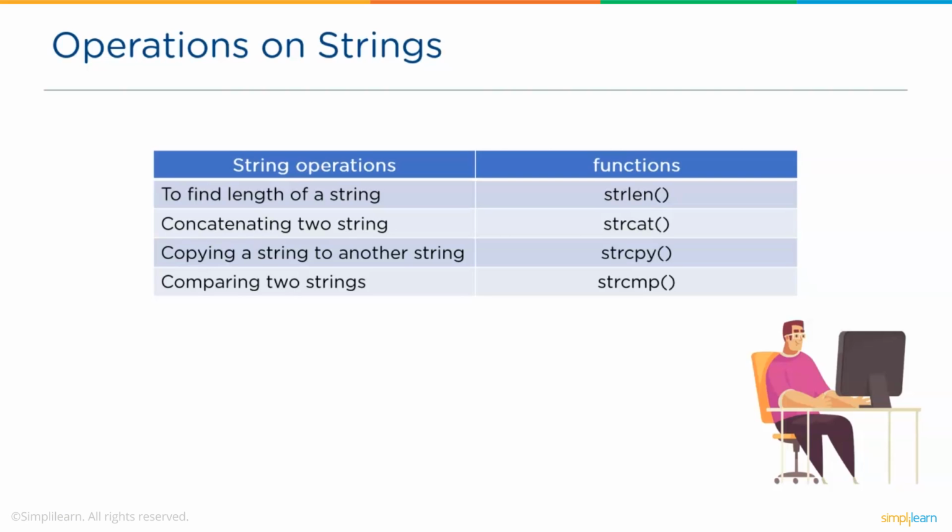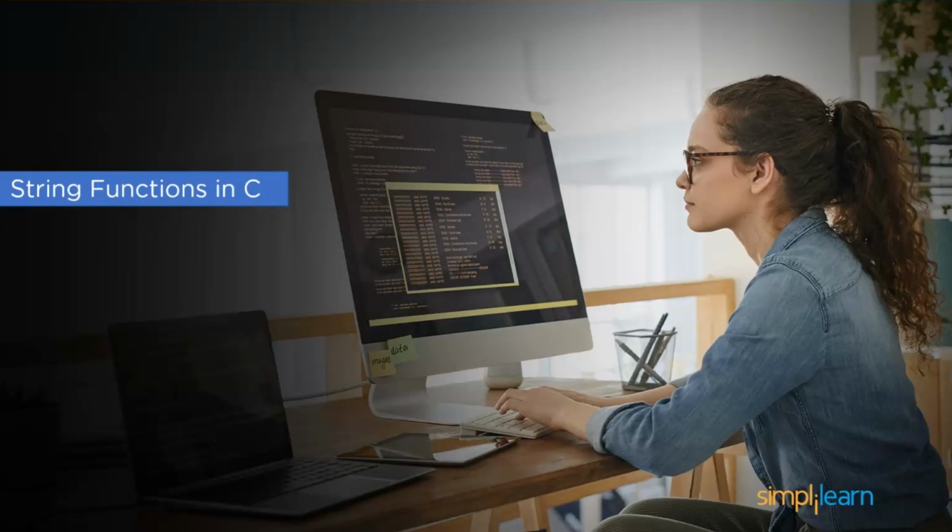Then, strcat is used to concatenate two strings, which means adding up two strings. Suppose our first string is simply and the second string is learn, then it will add both the strings and give us the output as a single string called Simplilearn. The following function is strcpy to copy a string to another. And finally, strcmp to compare two strings. Now that we have some idea about the string handling functions in C language, let's look at the functions to read and write a string.